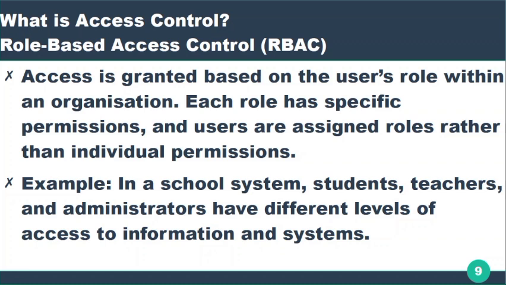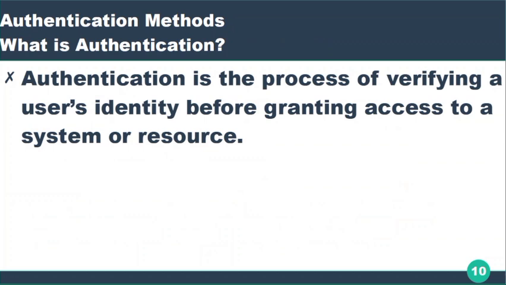So each role has been specified with permissions. Users are assigned roles instead of individual permissions. It's quite easy to do this because it's organized. Now, what is authentication? Authentication, which we talked about earlier in the first of the series, is the process of verifying a user's identity before granting access to a system or resource.